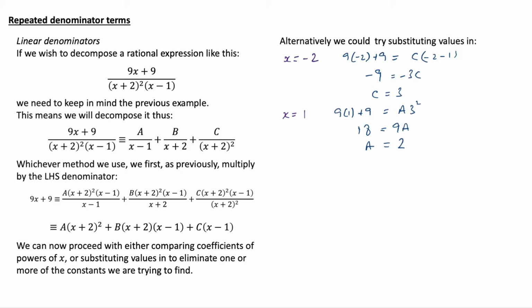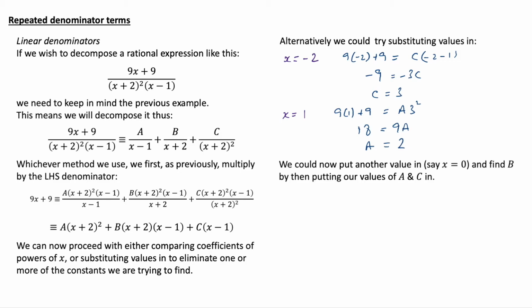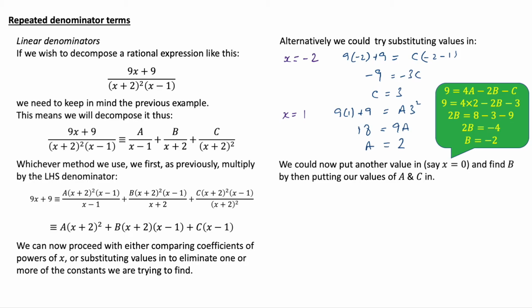Now we've put the two possible values in that will make things 0, and we could now put another value in. We could put, for example, a equals 0 in, and that would mean we would have 4a minus 2b minus c equals 9, which is one of the ones we had from before. There's the calculation, which you can pause and have a look at if you like. But in some ways it's perhaps simpler at this point to just consider the coefficient of x squared.